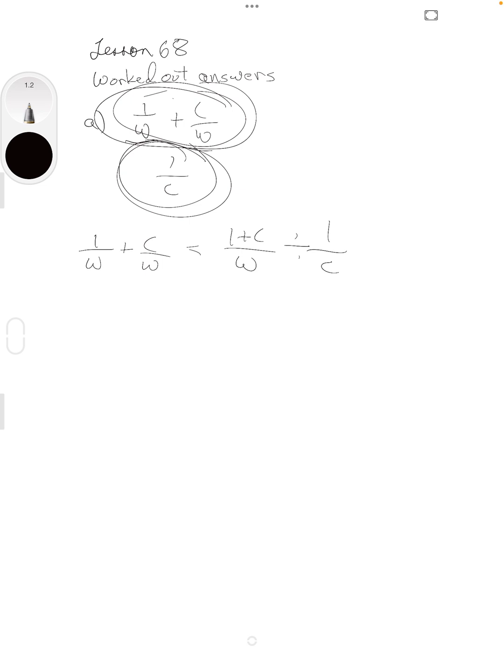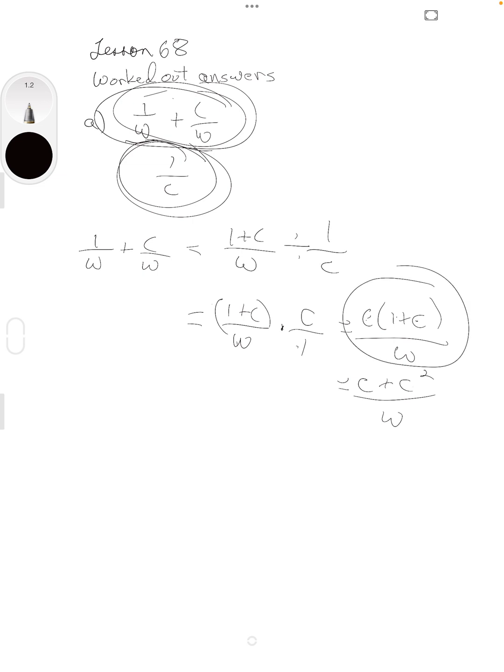Well, we know that in math we never do it that way. A fraction is never divided by a fraction. It's always multiplied times the reciprocal of that fraction. So this becomes C times 1 plus C over 1, W times 1, W. That is the answer, so that's A. Another way you could multiply this out and say C plus C squared over W, because C times 1 is C and C times C is C squared. This is typically how you leave it, but this is perfectly fine as well. Okay, that's practice problem A.